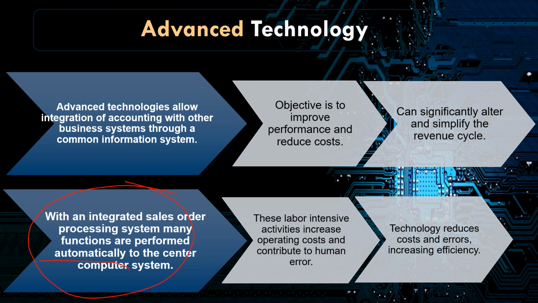Why does this advanced system do that? Because labor-intensive activities increase the operation cost, as well as contributing to human error. Human error will be high, whereas technology would reduce the cost, reduce the errors, and increase the efficiency. So that's the main advantage. The objectives of advanced technology are to improve the performance and reduce the cost. It also significantly alters and simplifies the revenue cycle.